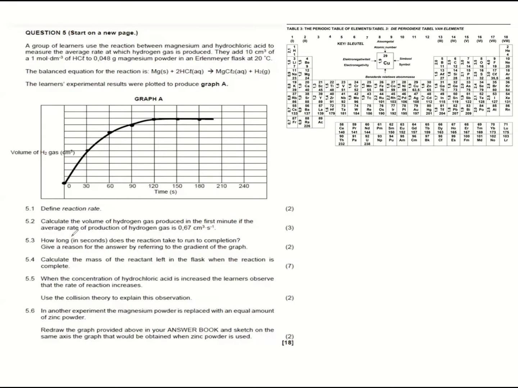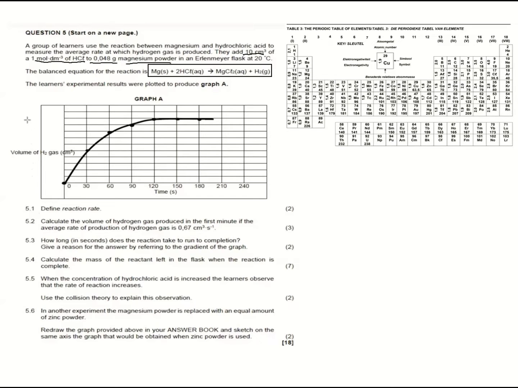Okay, so we have question 5. It says a group of learners used the reaction between magnesium and hydrochloric acid to measure the average rate at which hydrogen gas is produced. They add 10 cm³ of 1 mol/dm³ hydrochloric acid to 0.048 g of magnesium powder in an Erlenmeyer flask at 20 degrees Celsius. The balanced equation for the reaction is as given there. Then they say the learners' experimental results were plotted on graph A.